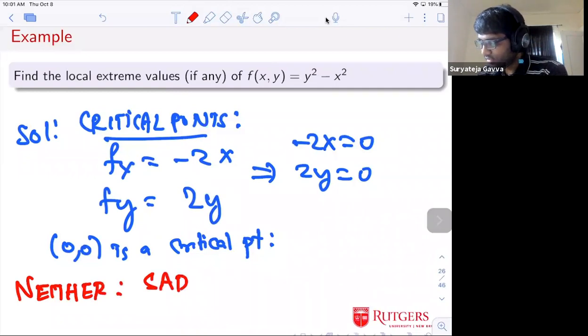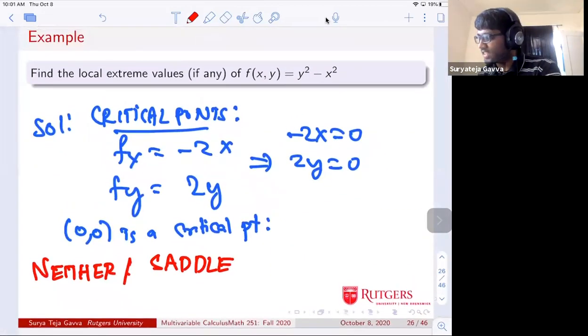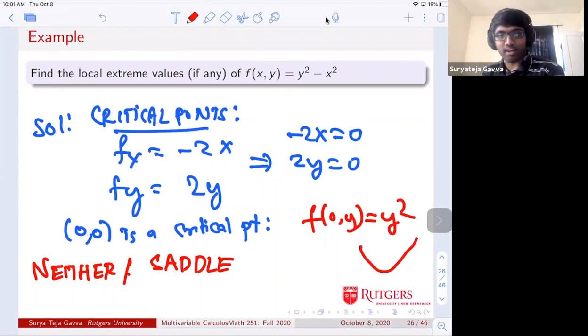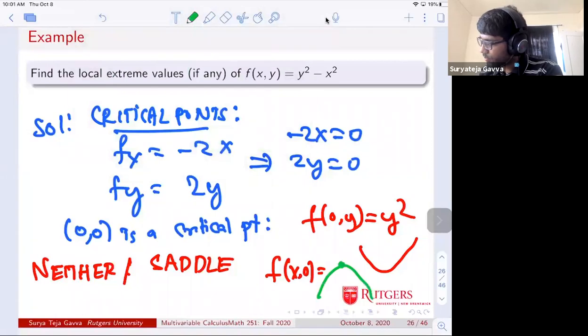You can verify that by looking along the x-axis and along the y-axis. Along the y-axis, the function is f(0, y) equals y squared, so that means it's a min. And along the x-axis, the function is f(x, 0), which is minus x squared, so you'll see that it is a max. So along the x-axis, it's a max, along the y-axis, it's a min. That's why it's not a max or min. So it is a saddle.